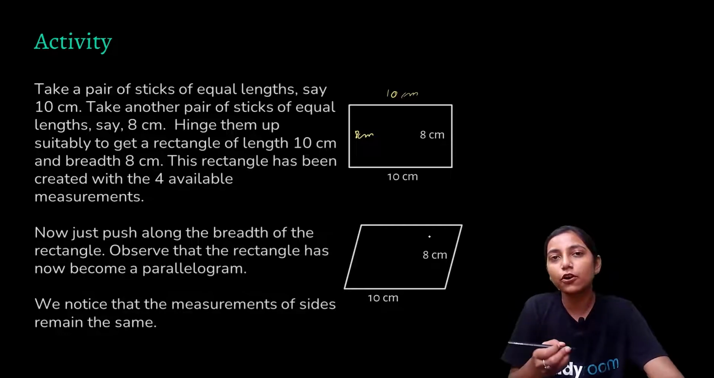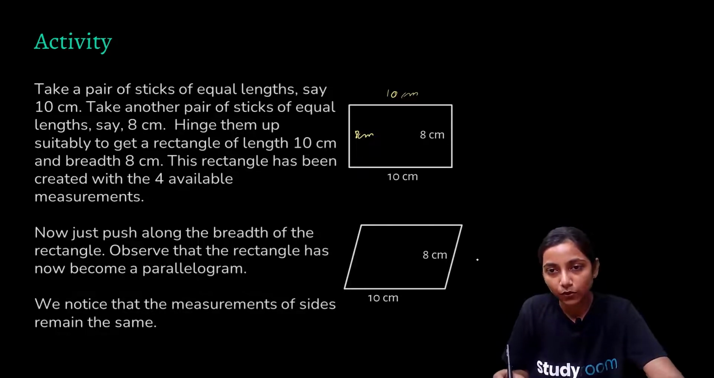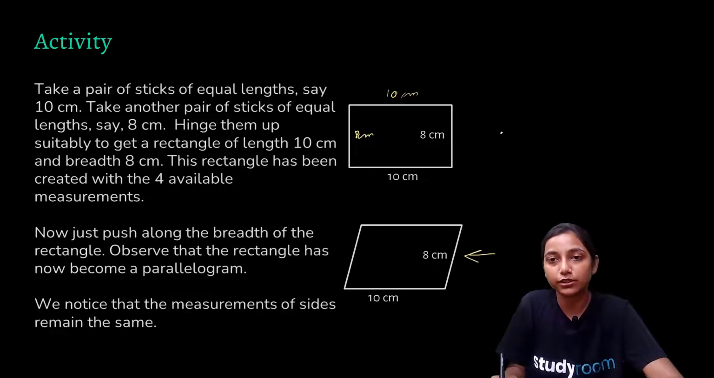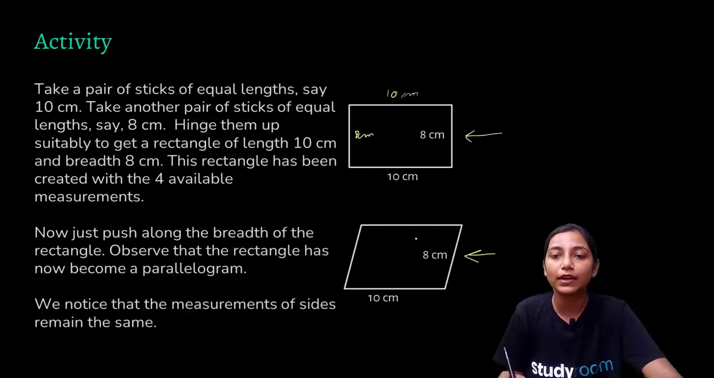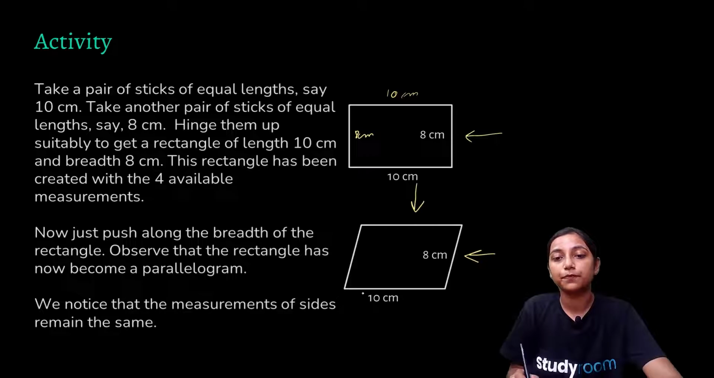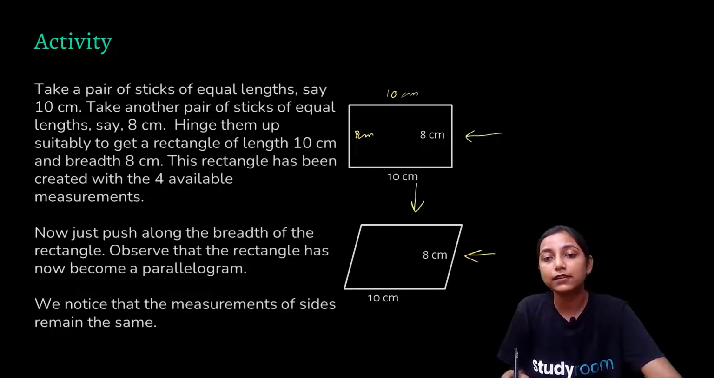Now just push along the breadth of this rectangle. If we push it along the breadth, what do we get? You will get this parallelogram, but the sides will be of equal measurements. It has length 10 centimeters while breadth 8 centimeter. We notice that the measurement of sides remain the same.